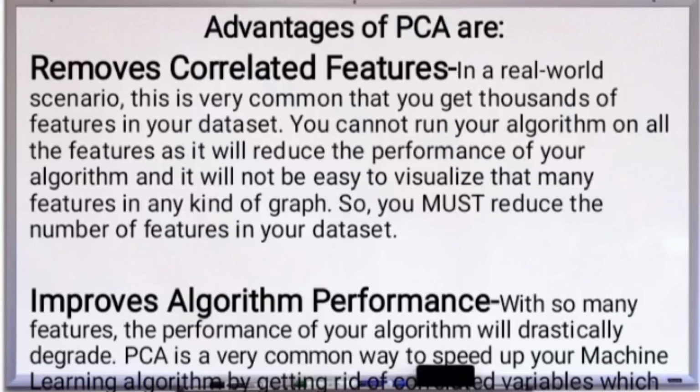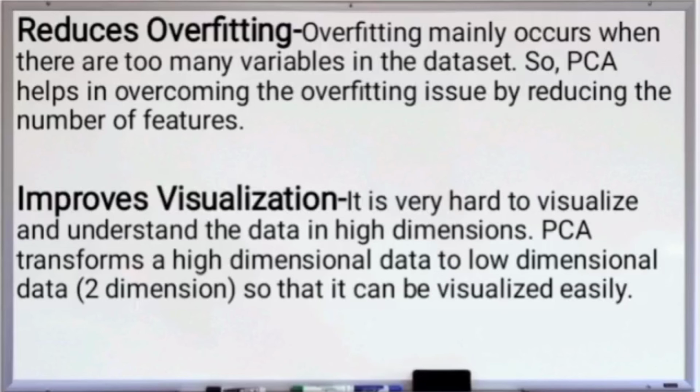Improves algorithm performance. With so many features, the performance of your algorithm will drastically degrade. Reduces overfitting. Overfitting mainly occurs when there are too many variables in the dataset. And so, PCA helps in overcoming the overfitting issue by reducing the number of features. Improves visualization. It is very hard to visualize and understand data in high dimensions. PCA transforms high-dimensional data to low-dimensional data, 2 dimensions, so that it can be visualized easily.